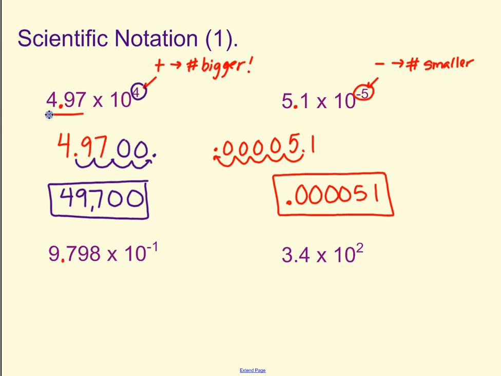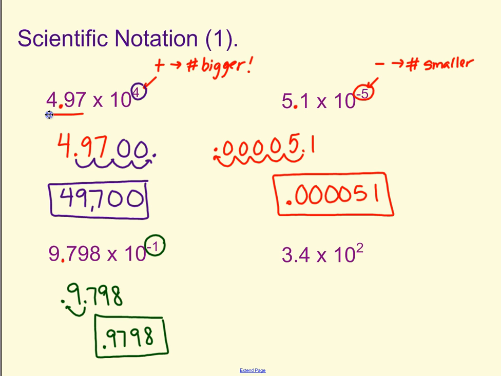Alright. So now we're looking at 9.798 times 10 to the negative 1. So if you notice, that exponent tells us so much. It tells us if we should make our number bigger or smaller, and which way to move the decimal. So because that's negative, we want a smaller number. We get a smaller number by moving the decimal to the left. And because it's a negative 1, we're going to move it to the left just 1 spot. So our final answer is 0.9798. That is a smaller number than 9.798.